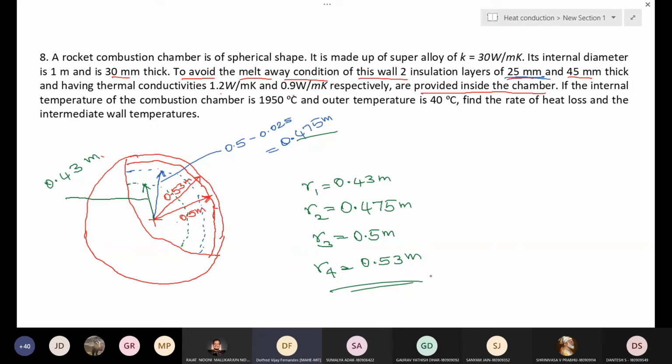If you make a mistake here without understanding the problem, you have to see where the insulation is provided, whether it's outside or inside. Many times we overlook the radius and the diameter. If the diameter is given and you directly take that as the radius, the entire problem is gone. So take care of that. The internal diameter is given, so you have to divide that by 2 to get the radius value.